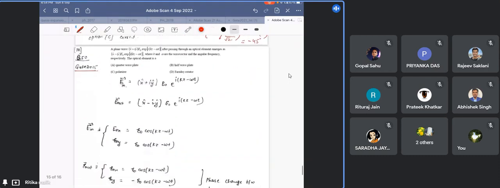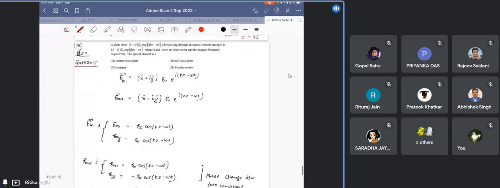So let's move to the next question. This came in GATE 2015, question number 50. A plane wave is given, exactly the same form as the previous question. And after passing through an optical element, it comes out in this form. So what is that optical element? This is my incident wave. This is my output wave. And there is some element that is placed in between them. So what is that element?